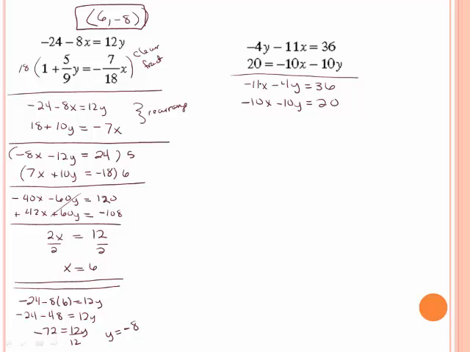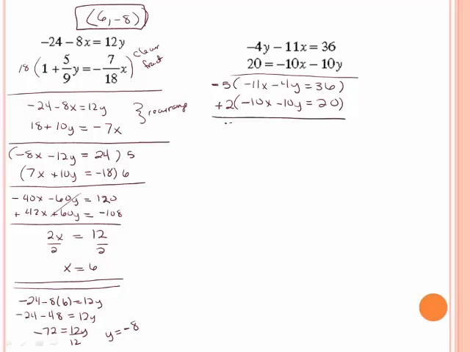So I have an 11 and a 10 and a 4 and a 10. 4 and 10 will both go into 20. So I'm going to multiply this equation by 5. And I'm going to multiply this equation by negative 2. That's going to make this a negative 20 and a positive 20. Maybe I'll flip that. Maybe I'll make that negative and that positive.